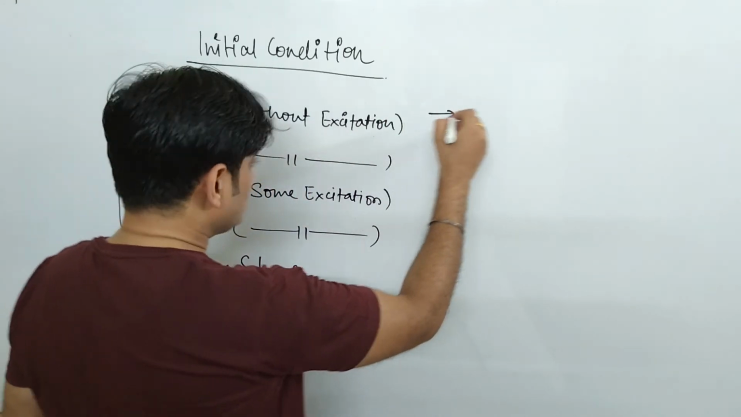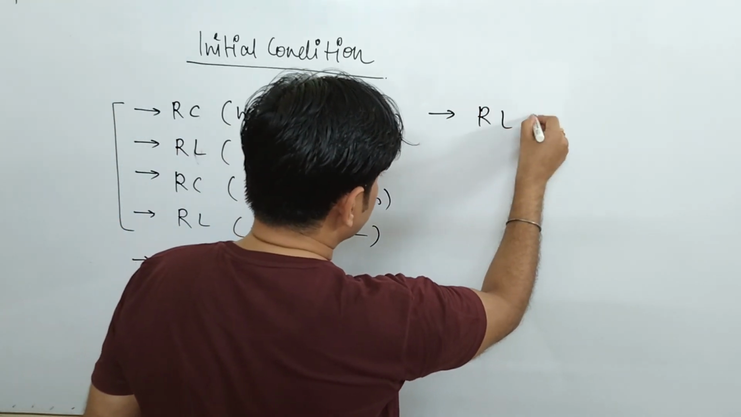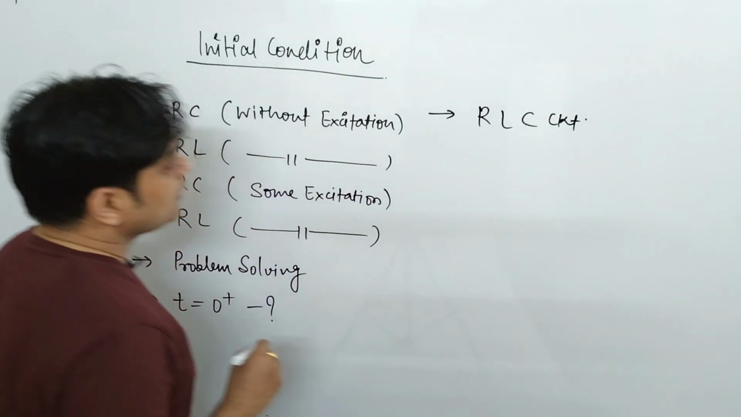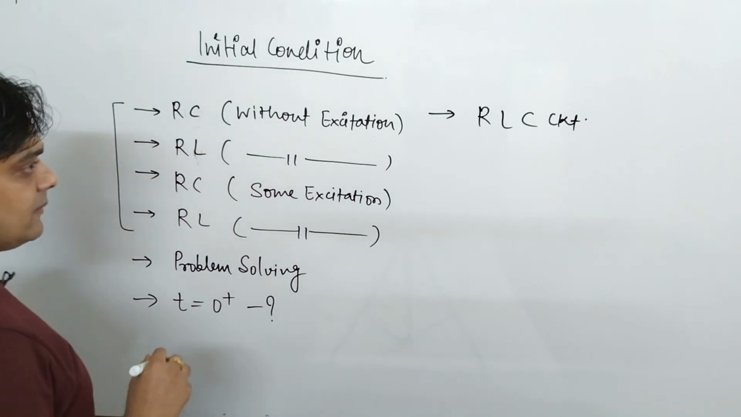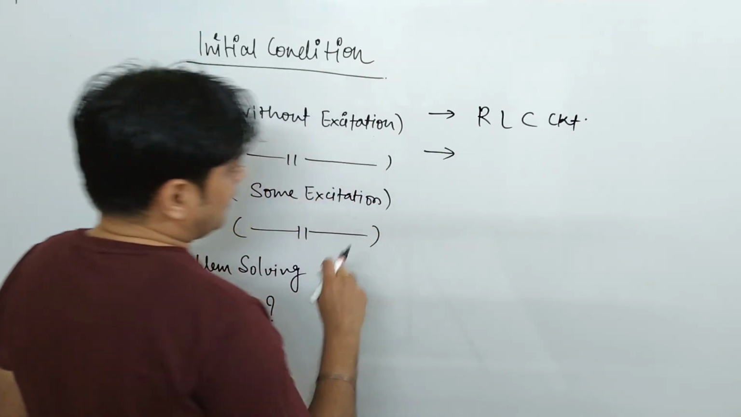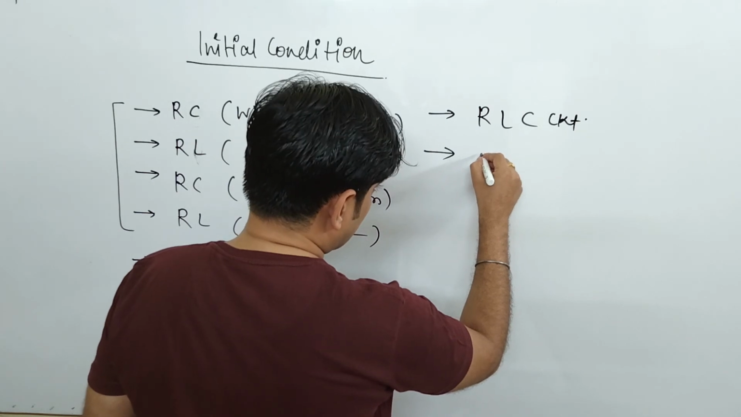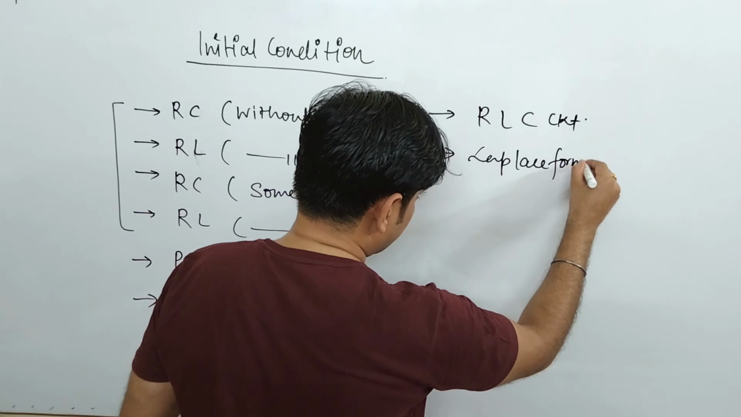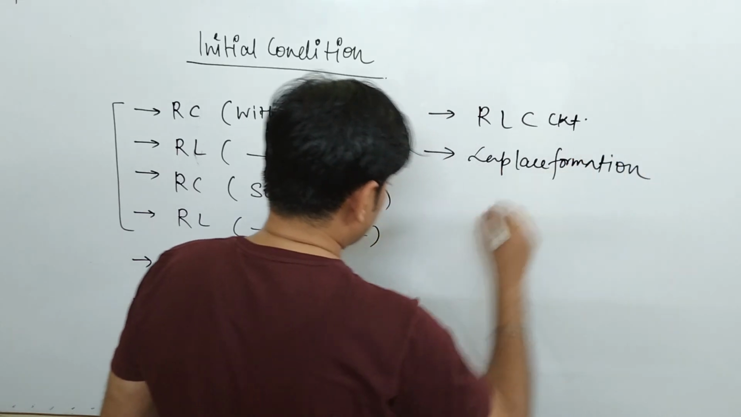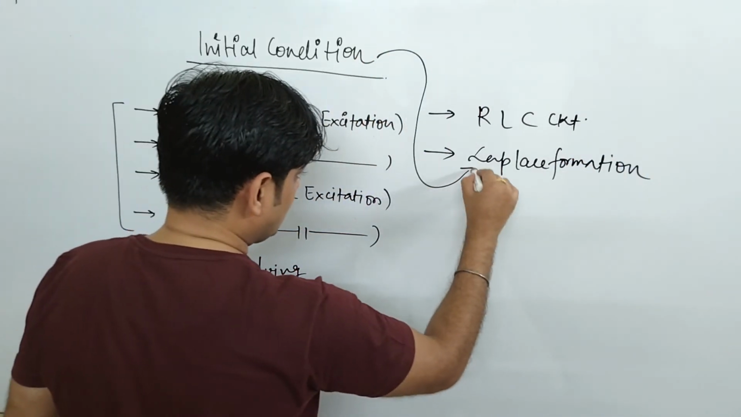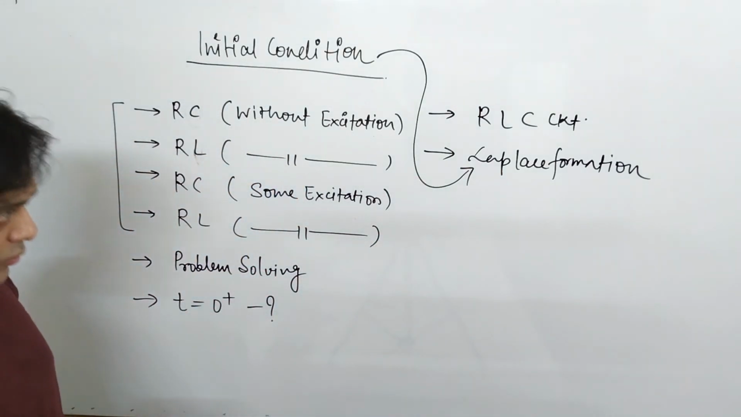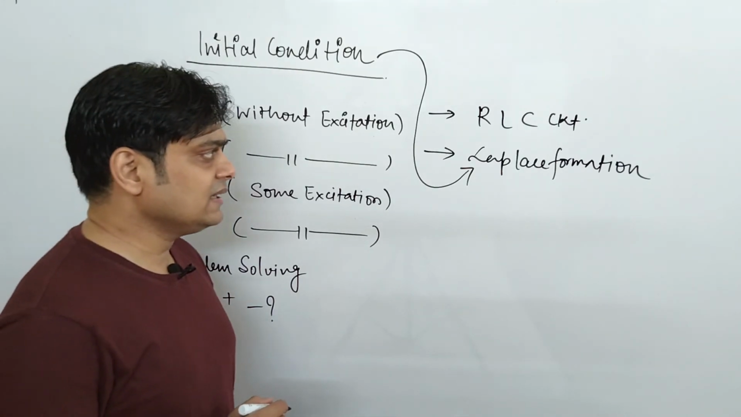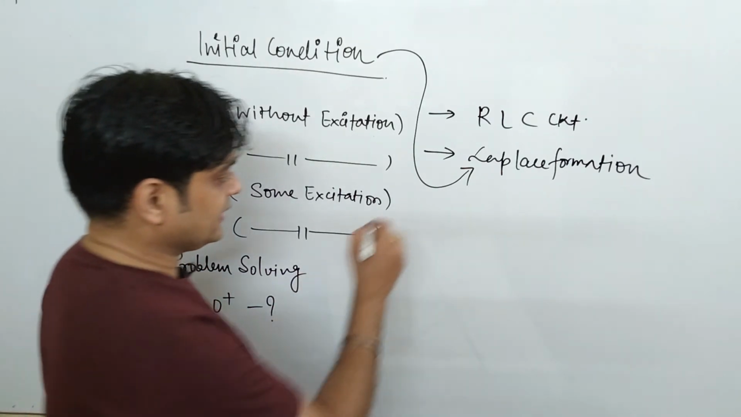After that we will go through the problem of the RLC circuit. We will see the RLC circuit conditions also, when resistance, inductor and capacitor are all connected. Under this RLC circuit we will go through the Laplace transformation technique. We will see the initial condition with the help of Laplace transformation also, because in some problems you can easily solve the problem by applying Laplace transformation. So that we will see.